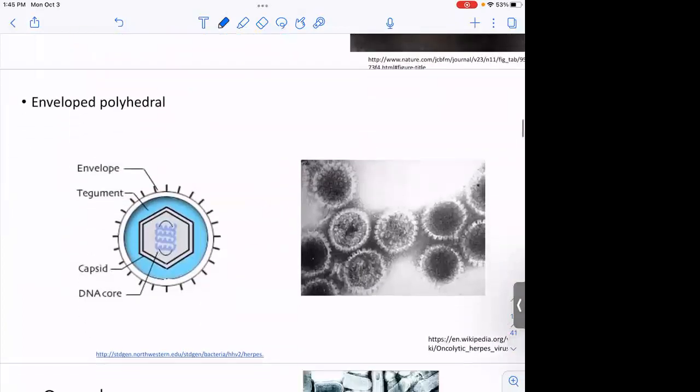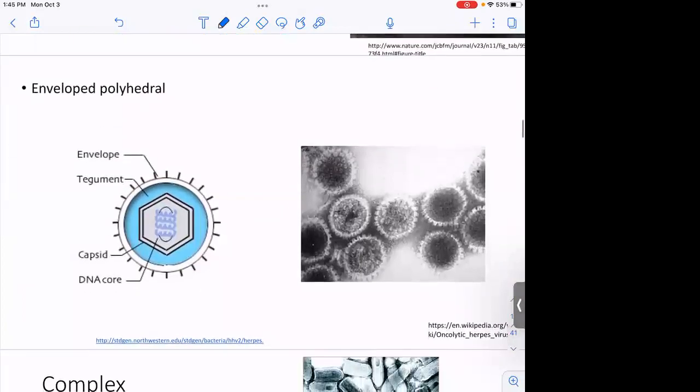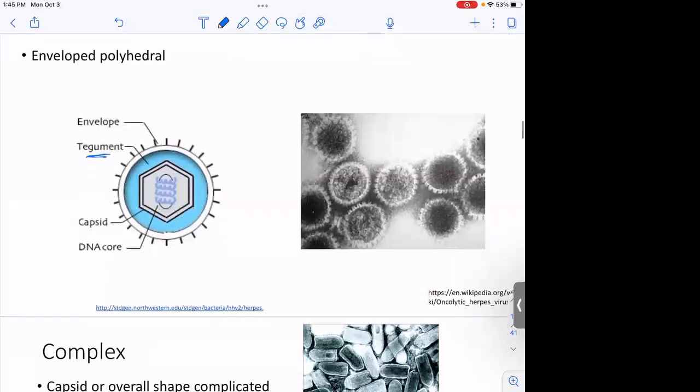And then you're going to have an enveloped polyhedral like herpes virus. Again, just an example. That virus has some other proteins, kind of outside of the capsid and inside of the membrane. I'll talk about that one more later.